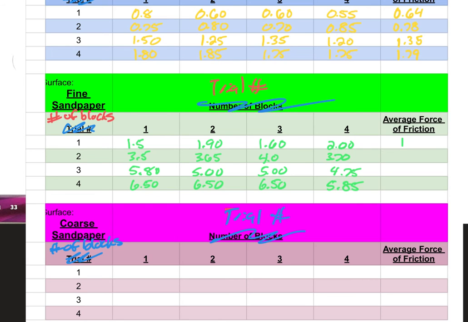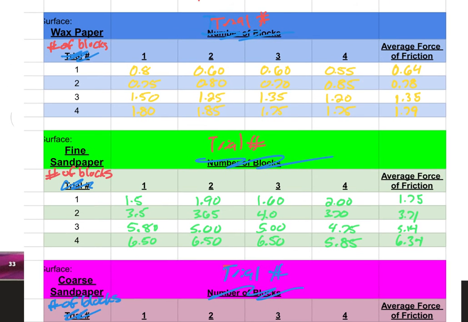So you would have gotten for 1 block, 1.75, 3.71, 5.14, and 6.34. So again, for these last 2 that we just did, notice again what happens as we're increasing our load. What's happening to the friction.